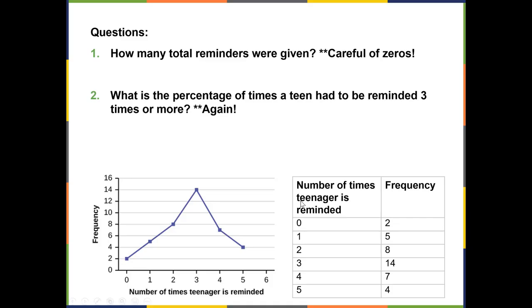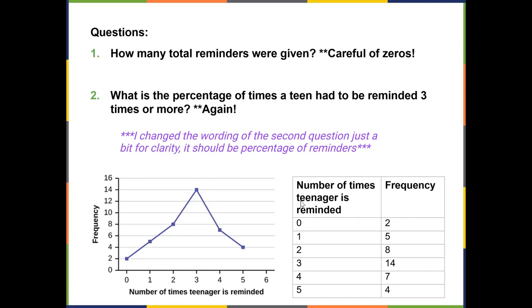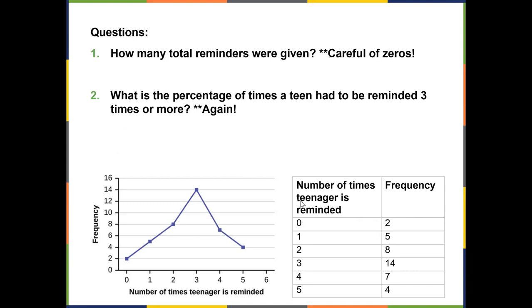All right, so let's practice using these graphs and the table, the frequency table, to answer some questions. Question number 1, how many total reminders were given? Be careful of the zeros. And 2, what is the percentage of time a teen had to be reminded 3 times or more? Again, you need to be careful of the zeros. Why don't you pause the video right now, try to answer these questions, and then come back and we'll go over it together. Okay, let's go over this together.